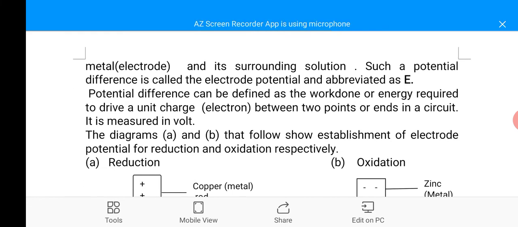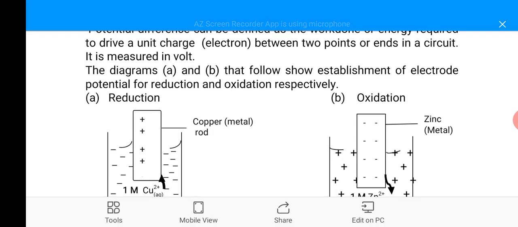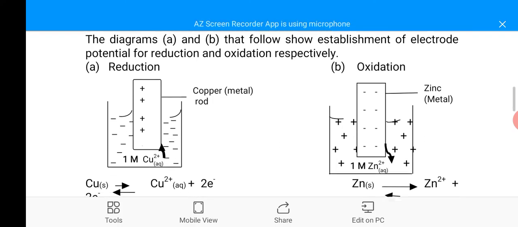So the potential difference that is now generated, or the work done, or the energy that is required to drive a unit charge between 2 points or ends in a circuit, is what we call the electrode potential. If it's not related to the electrode, we call it the potential difference. What do I mean? Look at this diagram. Diagrams A and B that follow show establishment of electrode potential for reduction and oxidation respectively.